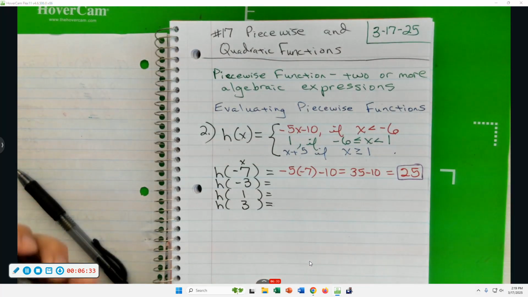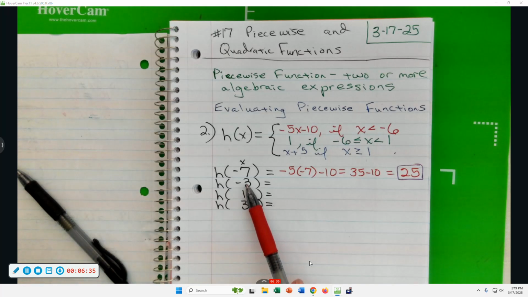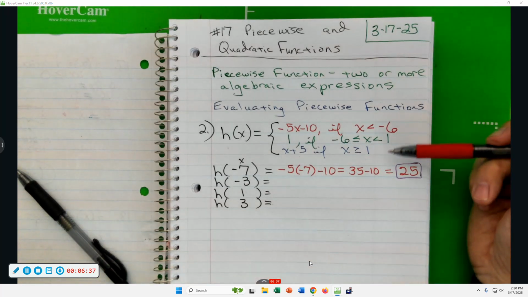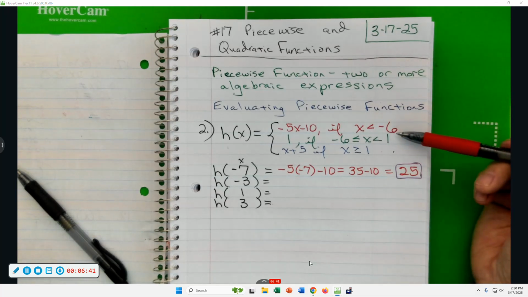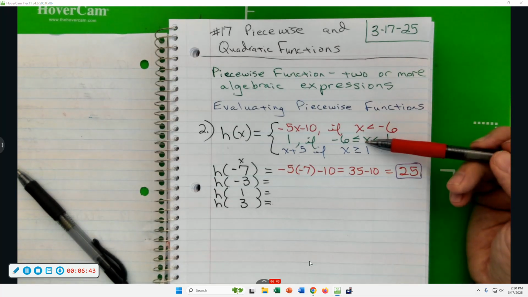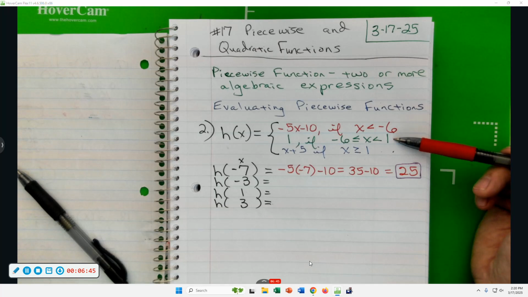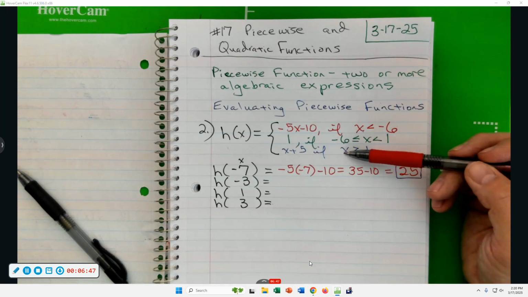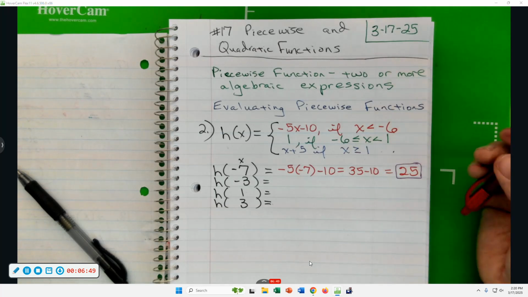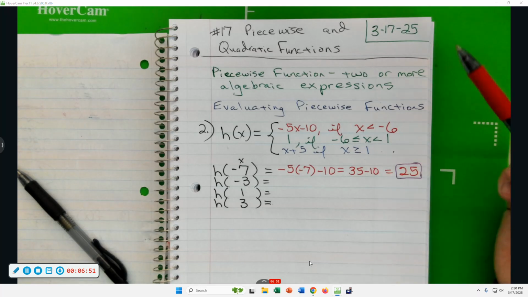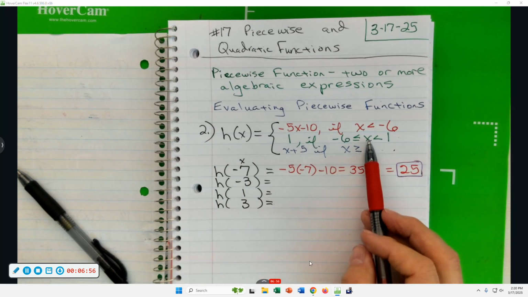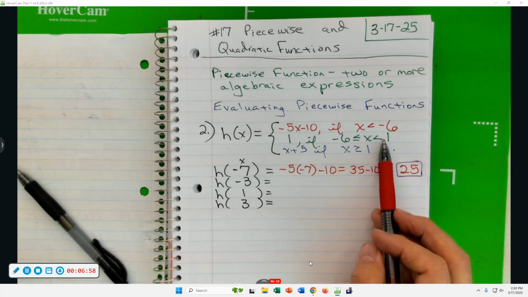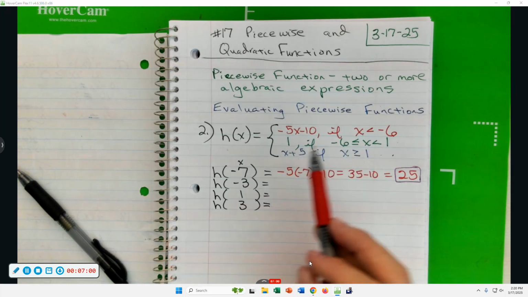Now we ask ourselves the same question, -3. Which inequality is satisfied by -3? Is -3 smaller than -6? Or is -3 between -6 and +1? Or is -3 bigger than 1? The green one, I agree. -3 is between -6 and 1. So we're going to plug -3 into the green piece.